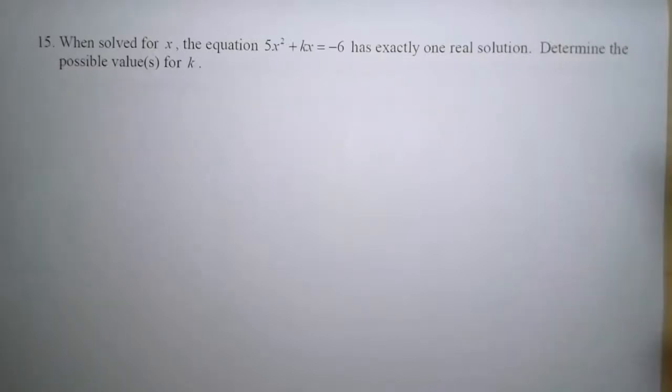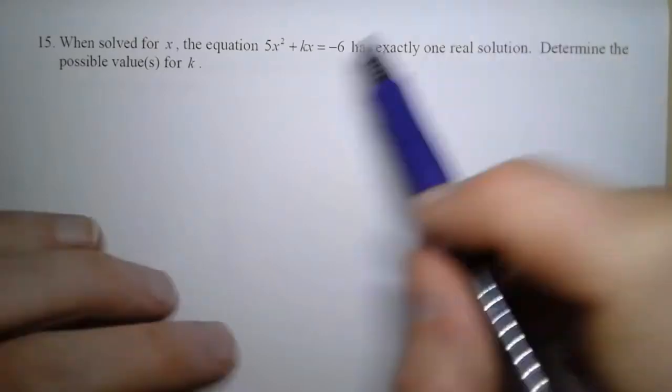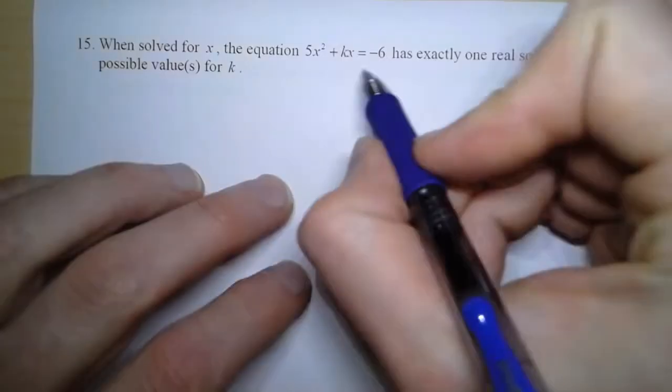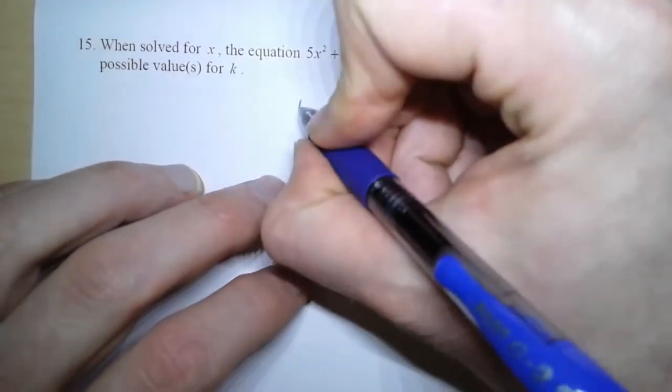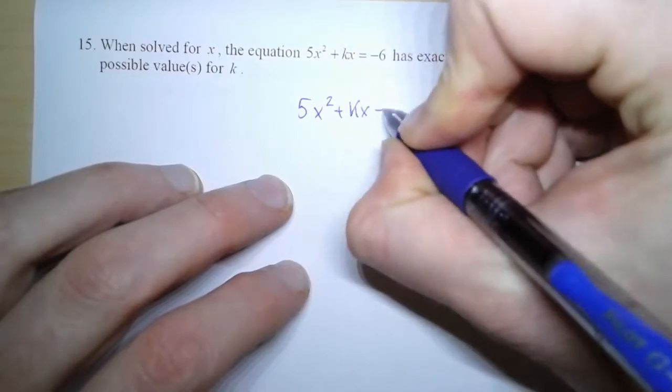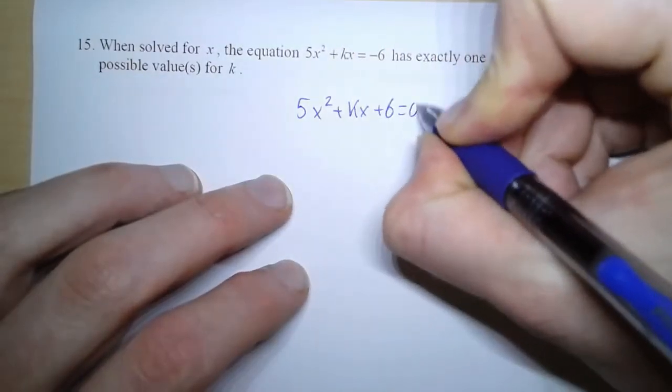In this problem, they give us a quadratic, and they tell us that it only has one solution. So we need to figure out what are the possible values of k. So first I need to bring the 6 over. So my equation is 5x squared plus kx plus 6 equals 0.